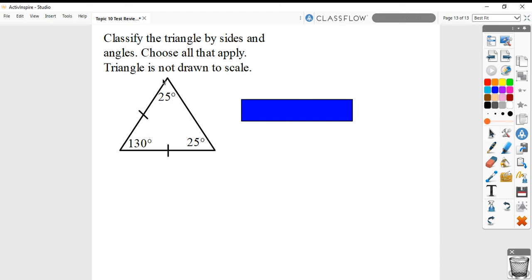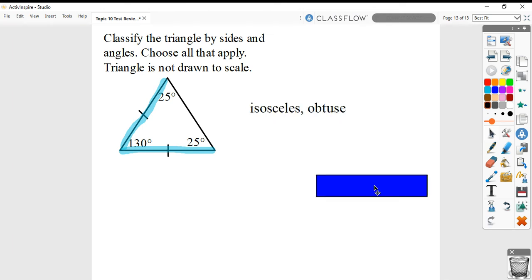The other thing we look at is that these two sides right here and right here both have one tick mark on them. That means those two sides that I highlighted are congruent to each other. If you've got two sides that are congruent, that is an isosceles triangle. And if you've got one angle that's larger than 90, that's obtuse. So those are the two things we would pick out: isosceles and obtuse.